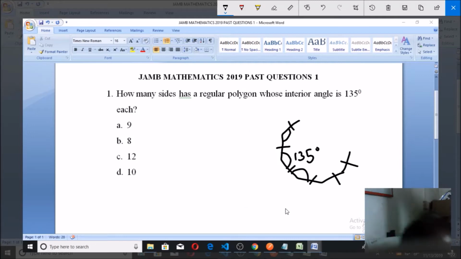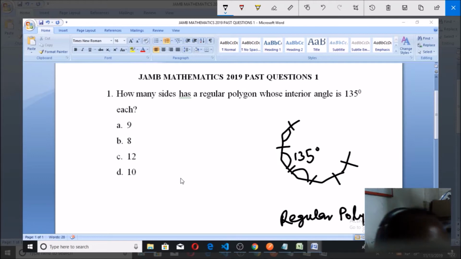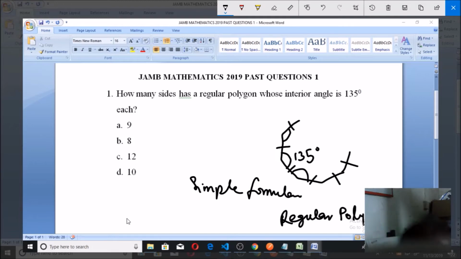So this topic, you can find it under regular polygons. If you check out your textbook under regular polygons, you will see this topic. And the simple formula for this, whenever you want to find the number of sides of a regular polygon, you need to use a formula. And the formula simply says the number of sides minus 2 times 180 is equal to the angle obtained times the number of sides.